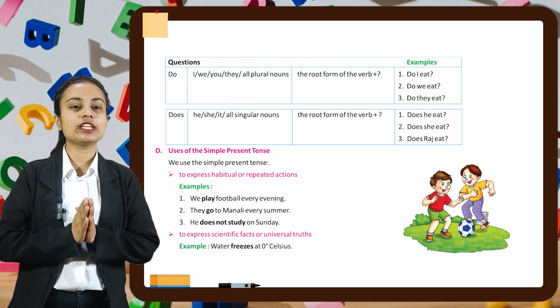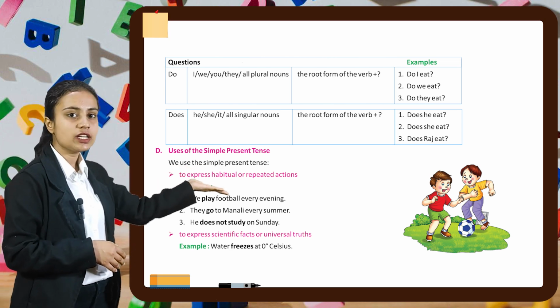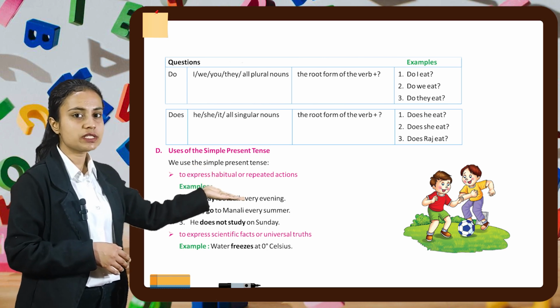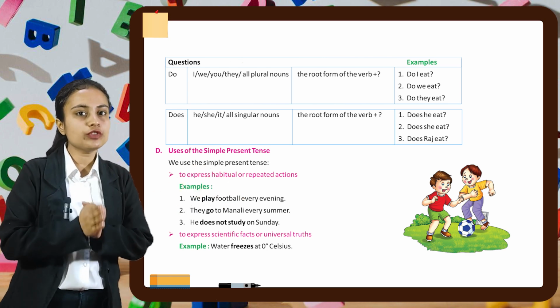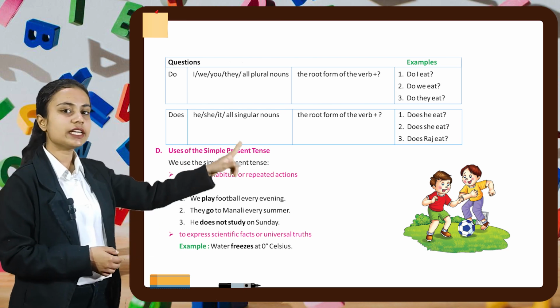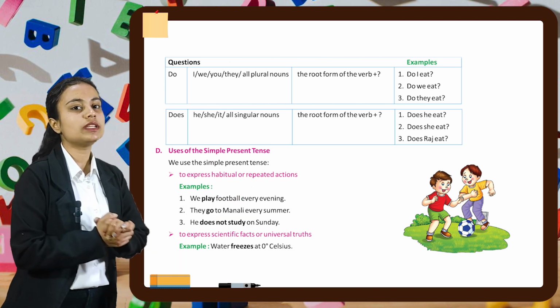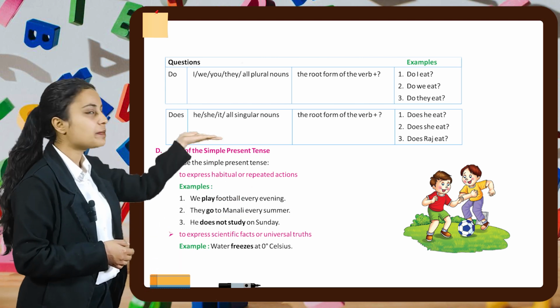Now next we can use does, and with does we use he, she, it or all singular nouns. With that we use the root form of the verb plus a question mark. For example, does he eat? Does she eat? Does Raj eat? Now let's see some uses of simple present tense.